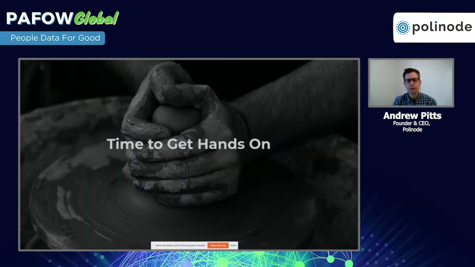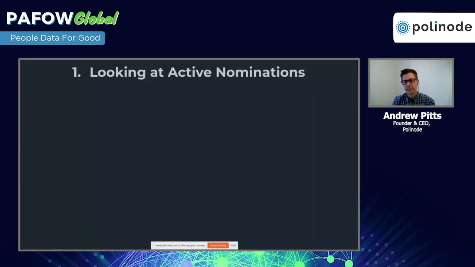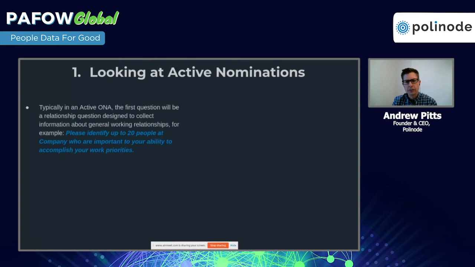So with that, in terms of frameworks and introductions, time to get hands-on with some examples. Like I said, I have 8 examples that I want to get through here, talking about data, talking about ONA and diversity and inclusion. The first one is looking at active nominations. In an active ONA, we often ask a general name generator question at the beginning, like, please identify up to 20 people or companies who are important to your ability to accomplish your work priorities. And then we analyze that data in a whole bunch of different ways. So we look at communities, we look at bridges and brokers and boundary spanners and collaboration, different measures of centrality.